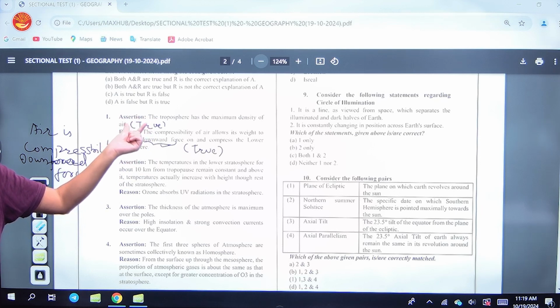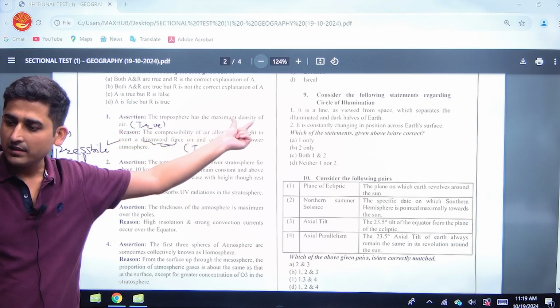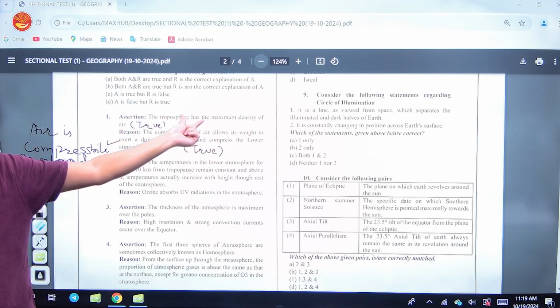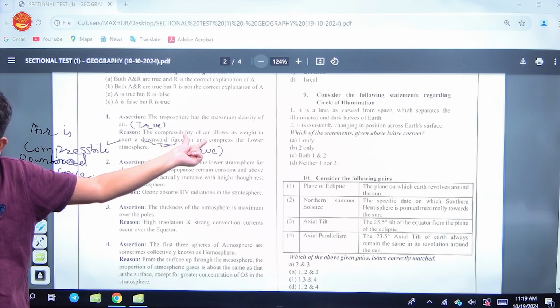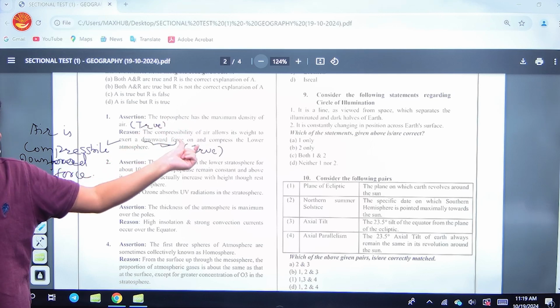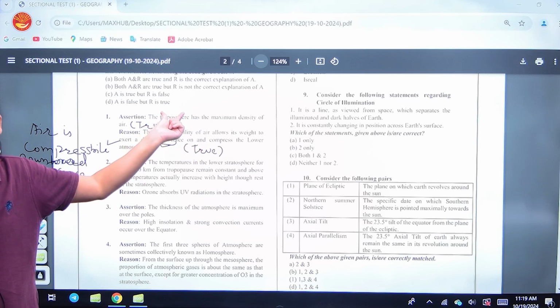Second statement is also true, and it explains the statement 1. Okay, yes, it explains the statement 1. It is one of the reasons for the troposphere having the maximum density. Okay, both the statements are true, and the second statement correctly explains the first statement.